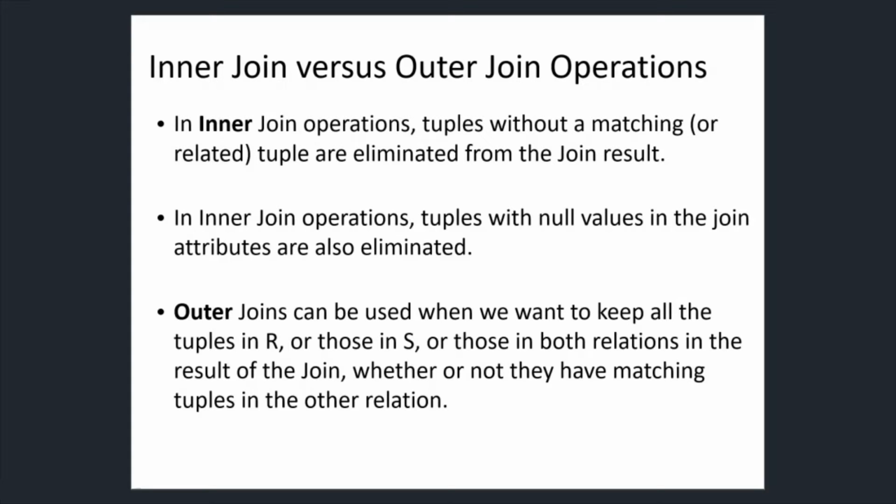So for inner joins, tuples without a matching tuple are eliminated. Okay, so if there isn't a match, they're eliminated. They aren't included in the join result, in the relation that results from the join. In inner joins, tuples with null values, so those blank values, are also eliminated. In contrast, outer joins can be used when you want to keep all the tuples in one of the two relations or those that have null values.